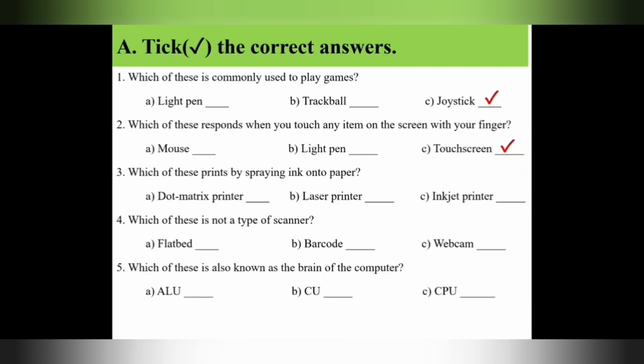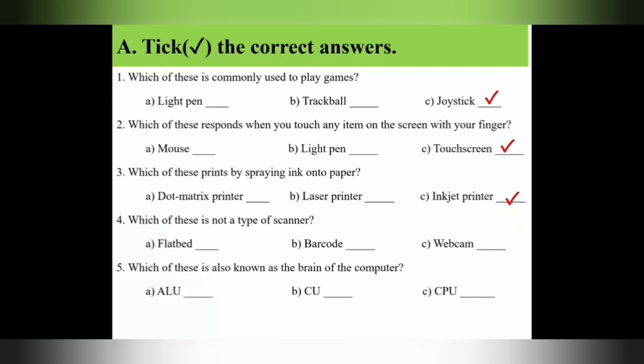The third one, which of these prints by spraying ink onto paper? The options are dot matrix printer, laser printer, inkjet printer. The correct option is inkjet printer.